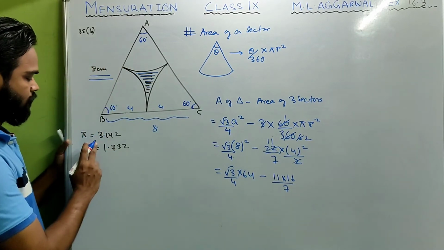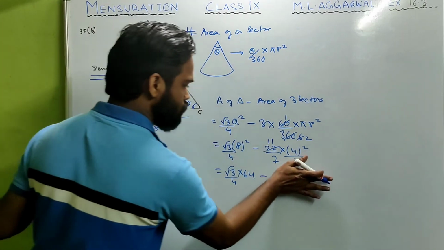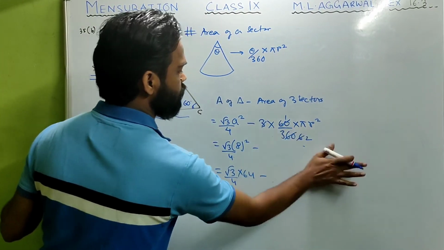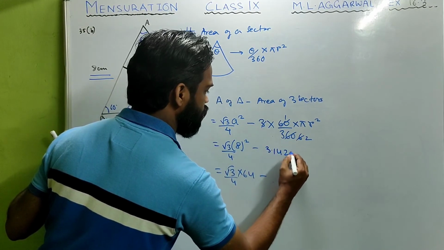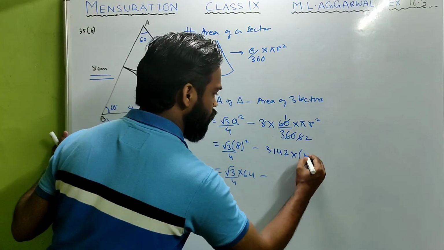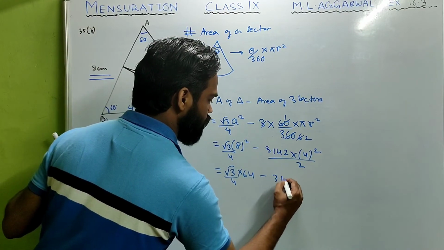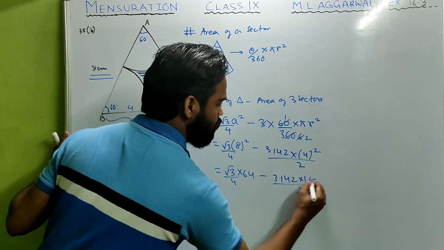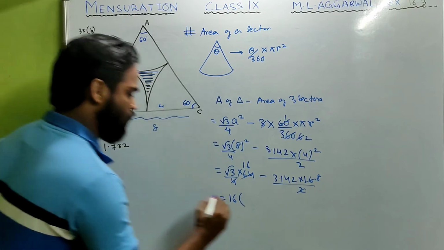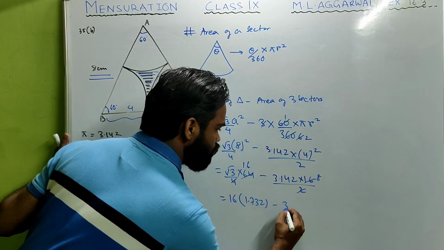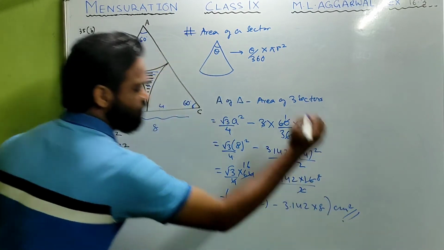Oh, actually they have told us to use pi as 3.142. So what you do over here, you just substitute: pi is 3.142 multiplied by r square, r is 4 square by 2. So that's 3.142 multiplied by 16 by 2, that's 8. That's 16 multiplied by root 3, that's 1.732, minus 3.142 multiplied by 8. I think you can do this calculation.